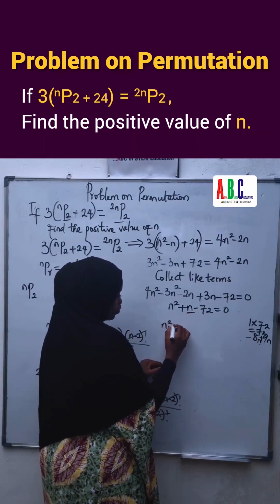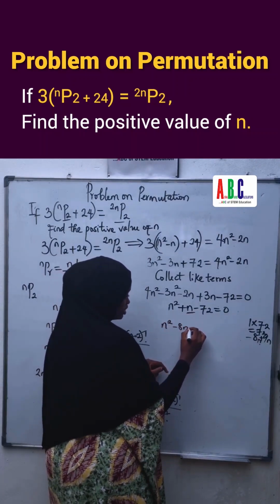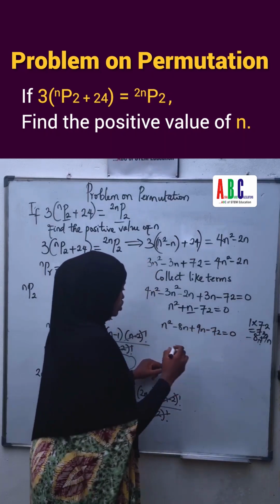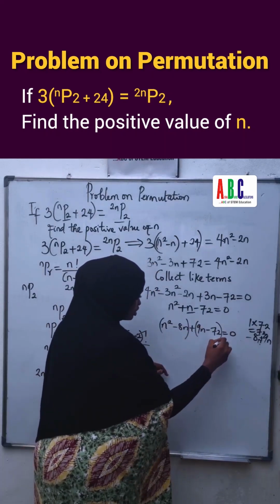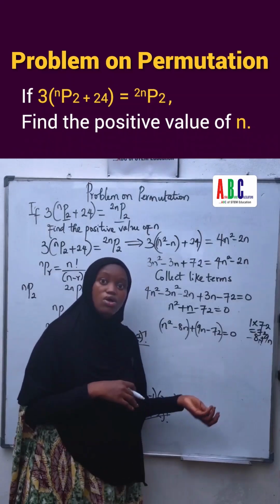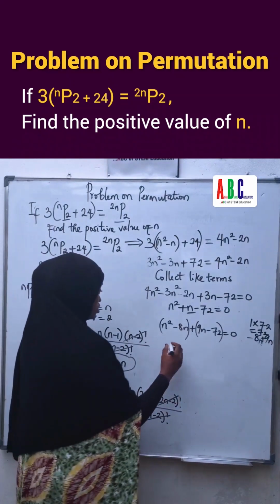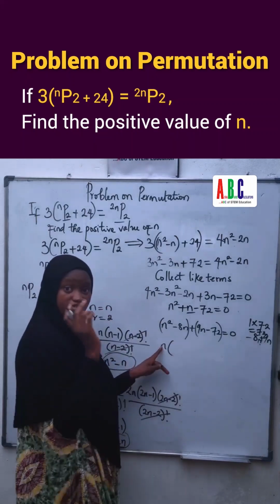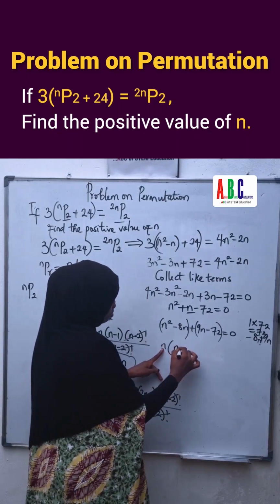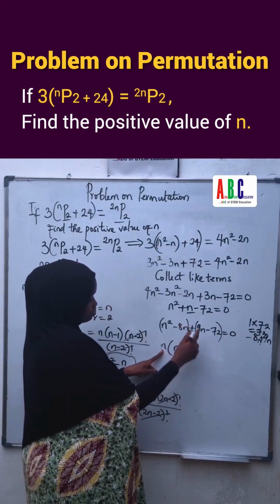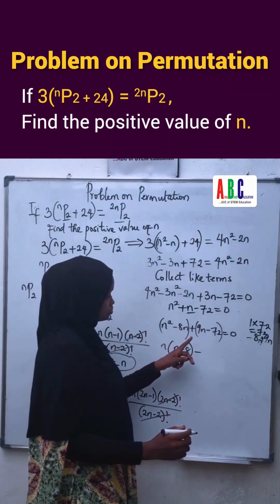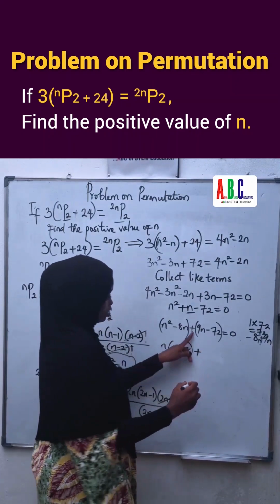So this becomes n squared minus 8n plus 9n minus 72 equals 0. So I'll take the first two terms and the last two terms and put them in a bracket and get the common factors. The common factor here is n. So if you factorize n from n squared, we're going to have n, minus, when we factorize n from 8n, we have 8. Then here we have a plus.